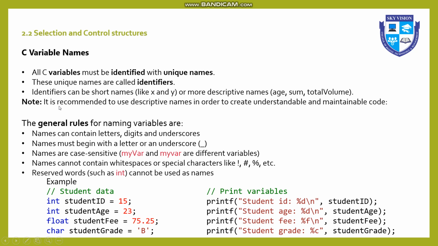After that, what? Note, it is recommended to use a descriptive name in order to create understandable and maintainable code. Means if you are writing age, if you are writing a descriptive name, like student ID, student age, student fees. Why? It's more descriptive, and when you are writing a big program, it will be understandable. Okay. After that, what? The general rules for naming variables are, meaning when I am writing the naming, there are general rules we have which we need to follow. That is what? Names can contain letters, digits, and underscore.